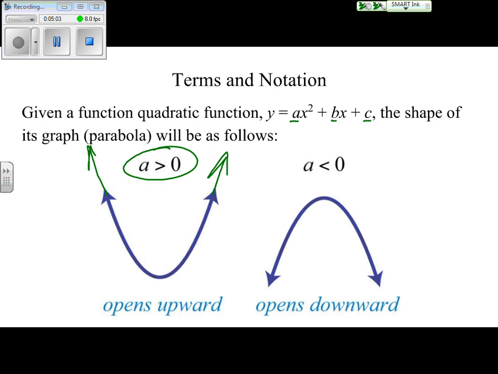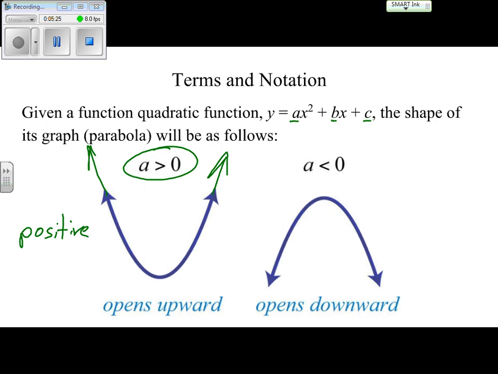Now, what does it mean for a to be greater than 0? Well, let's think of values that are bigger than 0. 1, 2, 15, a billion. All these numbers are bigger than 0, even 0.5 or 0.1 or 0.007. They're all bigger than 0 because they are all positive. And that's what we need to focus on here. Positive a values mean that our graph is going to open upward.